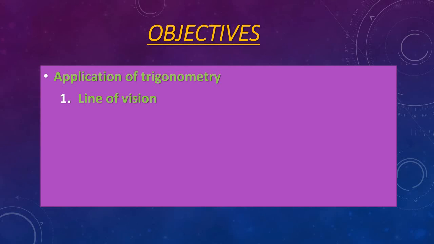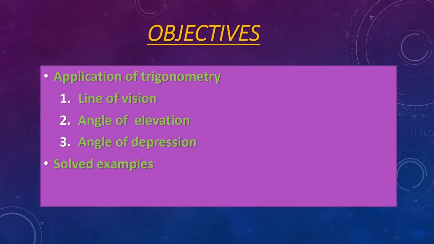First is line of vision. Second is angle of elevation. Third, angle of depression. Using these terms, we are going to solve examples from the textbook.